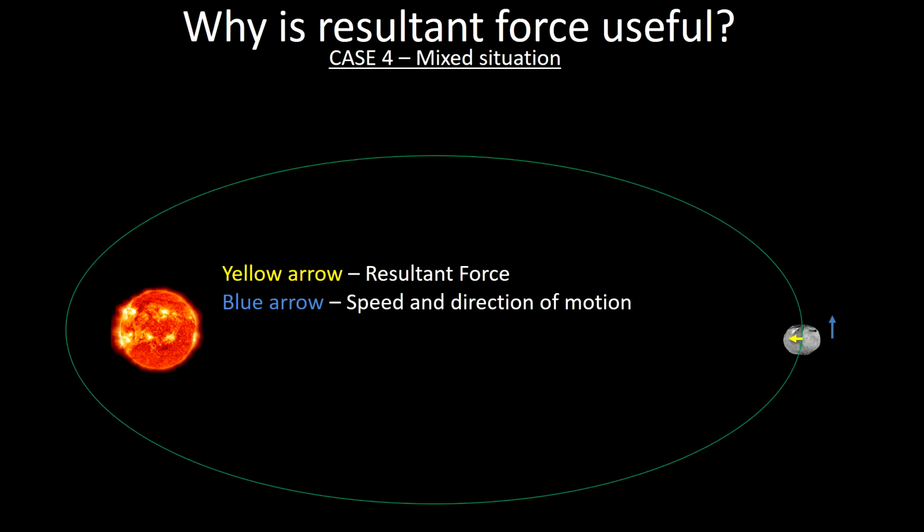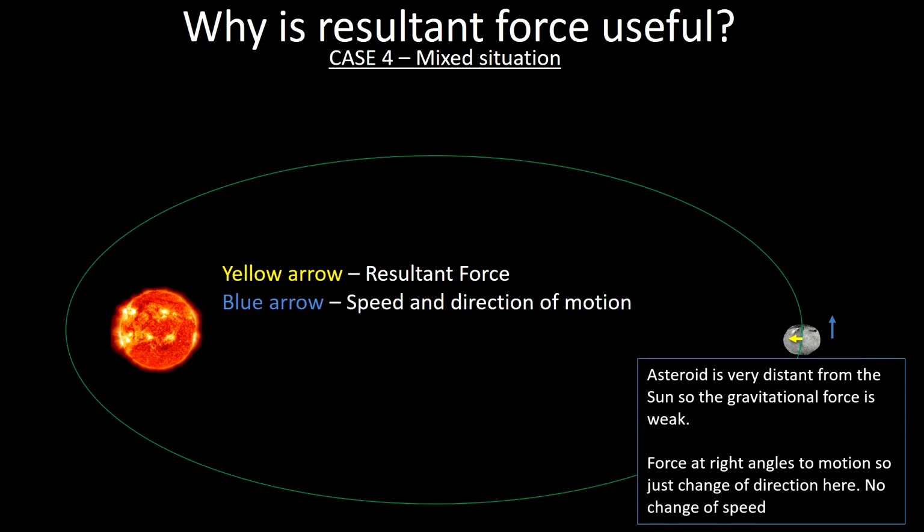The resultant force is quite weak here because the asteroid's far away from the sun, so gravity is weaker. And it's moving quite slowly. This is what asteroids do at the extremes of their orbit, when they're furthest from the sun. So the blue arrow is pointing up, again at right angles. So this is a bit like the moon situation. But if we move the asteroid round its orbit, then we will see something different happening.